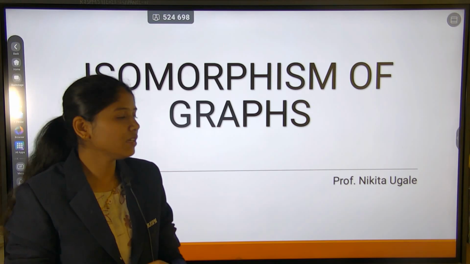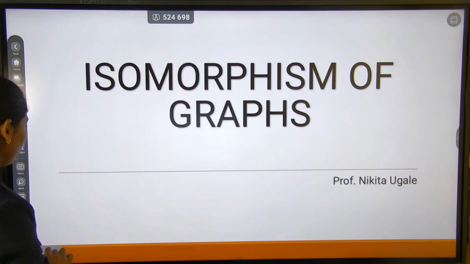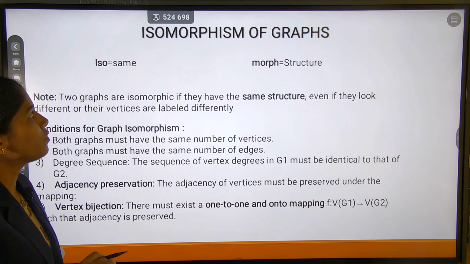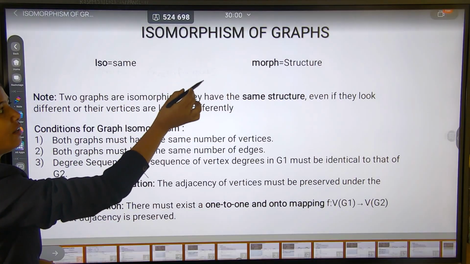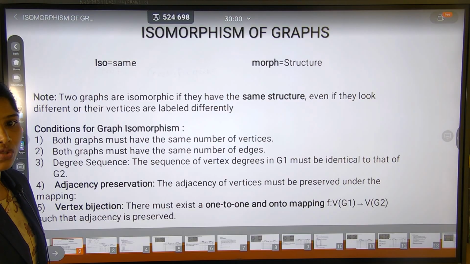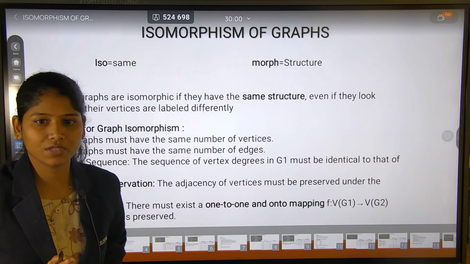Today we will see the topic isomorphism of graph. First of all, what is isomorphism? Iso means same and morph means structure. So two graphs are isomorphic if they have same structure.